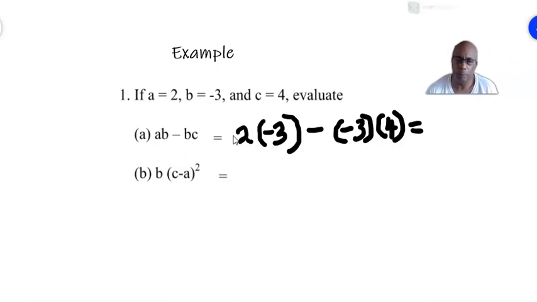2 is plus 2. So the first rule I'm going to tell you about with signs is that when you're multiplying a plus sign times a negative sign, you always get a negative. So 2 times -3 is -6. Then we have -3 times 4.